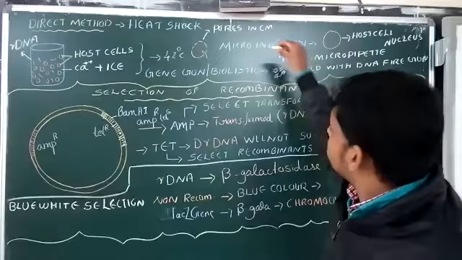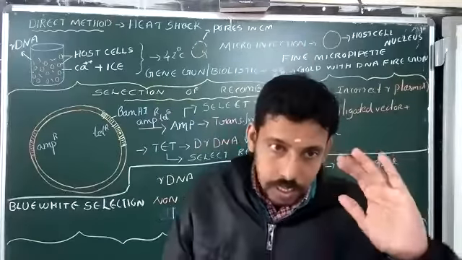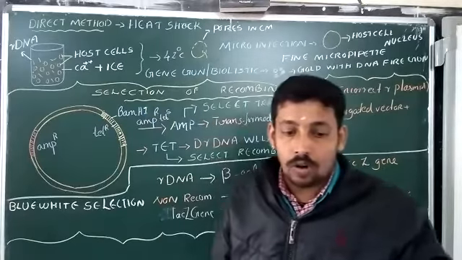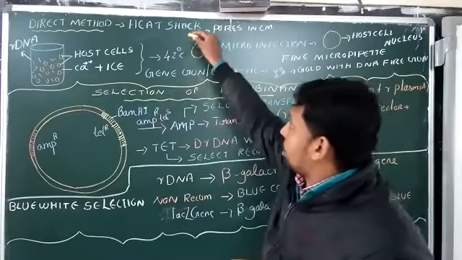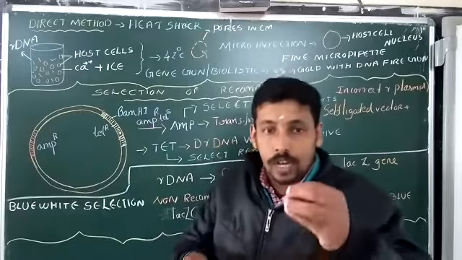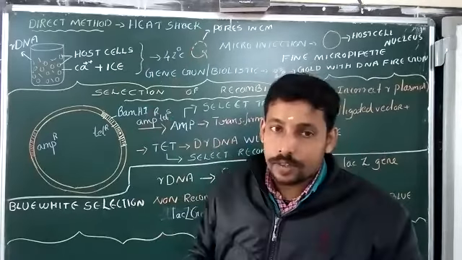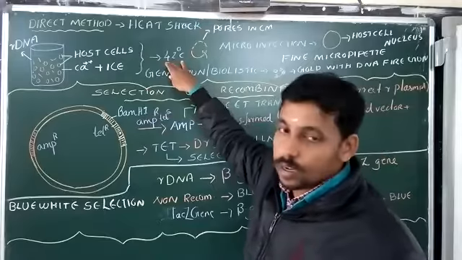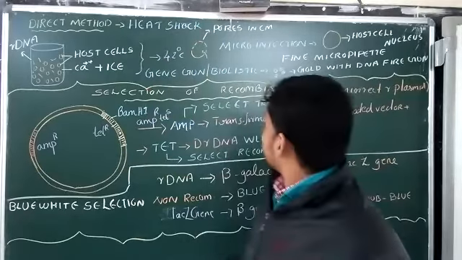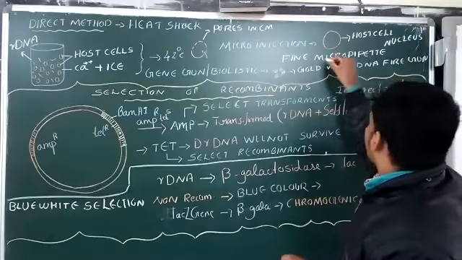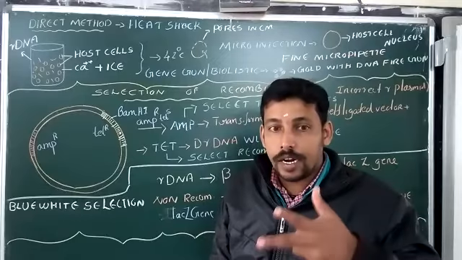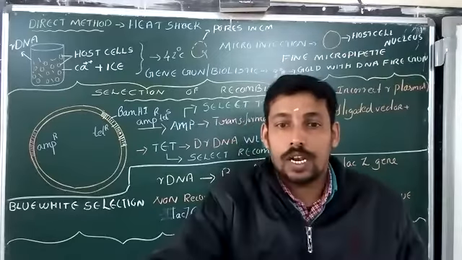Okay, so these are the three types of direct transfer of recombinant DNA into the host cell. First one is what? The heat shock. So first we are taking that host cell with recombinant DNA, calcium ions are there, and in the ice. Suddenly we are giving a heat shock that will create pores and the recombinant DNA enters. Second one is microinjection, by using a fine micropipette we are inserting this DNA, rDNA, into the host cell.